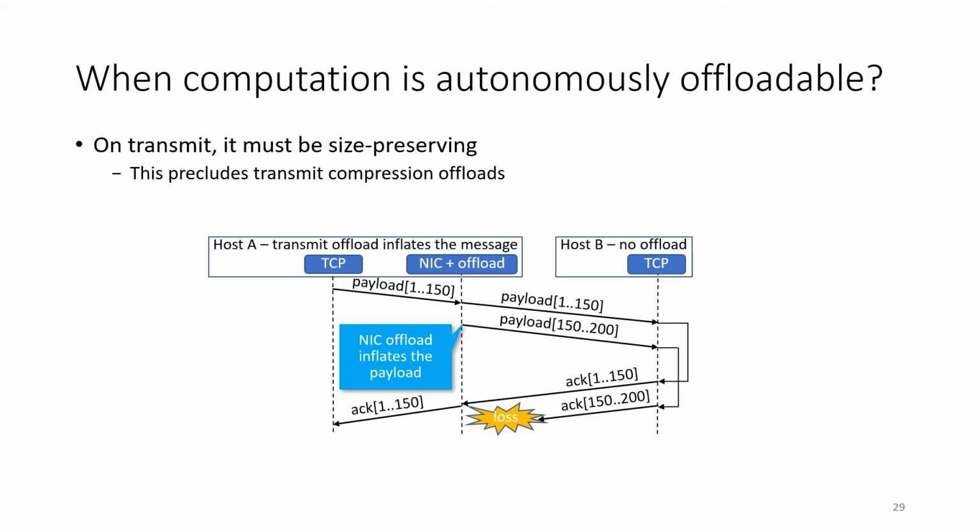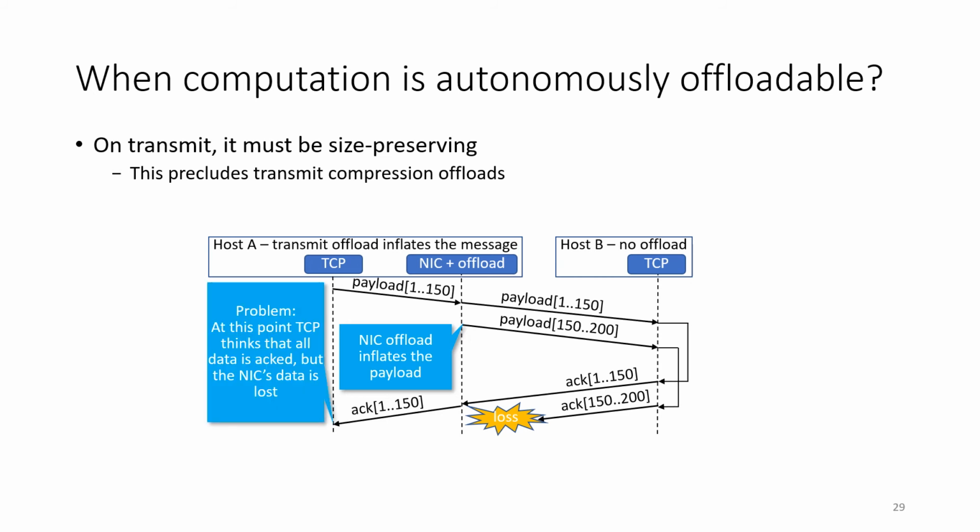But now we have a problem. TCP on host A thinks that all data is acknowledged, and only the NIC on host A knows that some data was lost. And so the offloading NIC must take upon itself the responsibility of reliable data delivery for bytes that it adds. This undesirable complexity is what we seek to avoid with autonomous offloads, and therefore we disallow it.